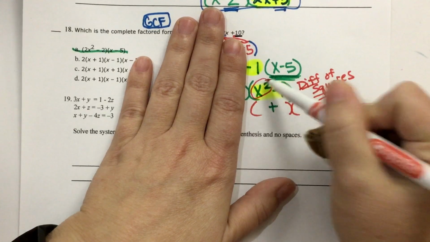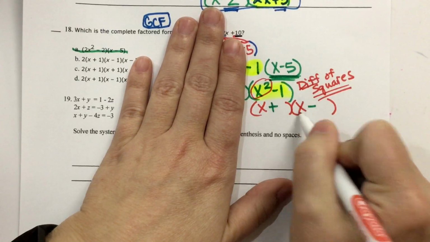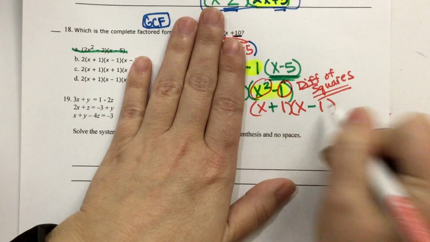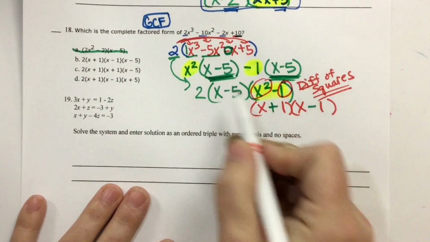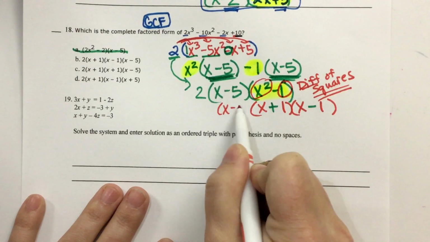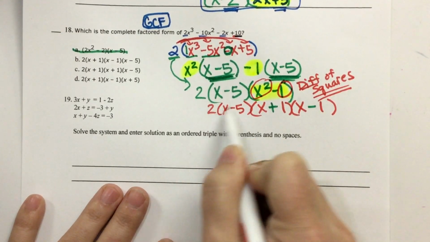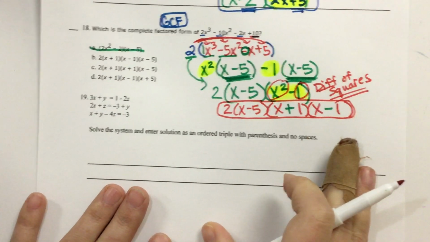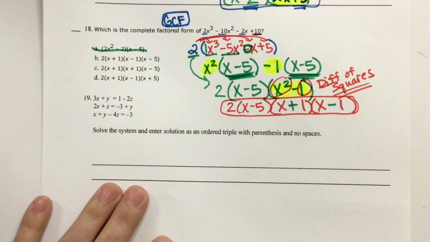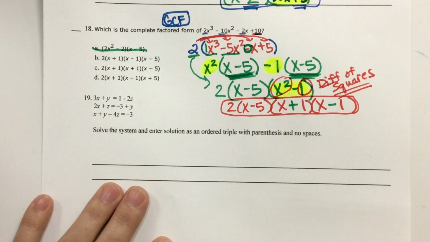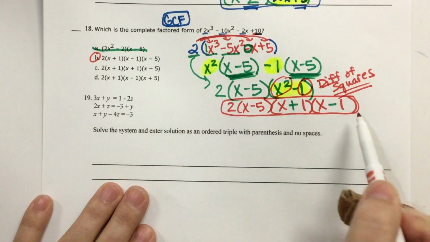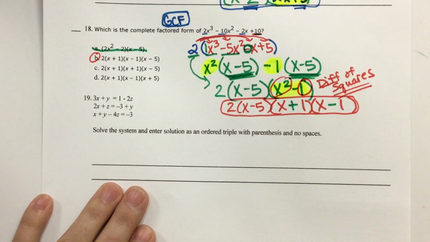The square root of x squared is x, because x times x is x squared. And the square root of 1 is 1, because 1 times 1 is 1. And then you just drop your x minus 5, and then you just drop your 2. Now I'm complete. And can you tell which one it is? It is B. So it's written slightly out of order from what I have it in, but it means the same thing.